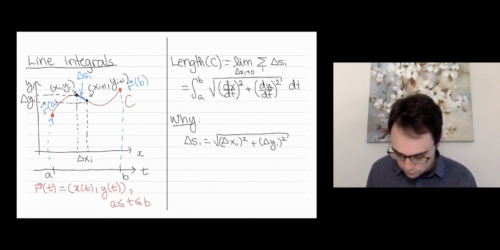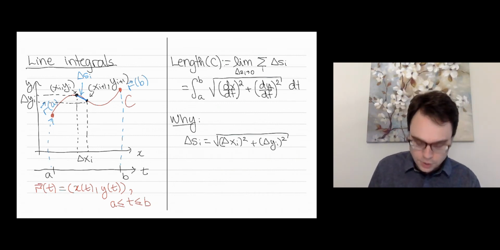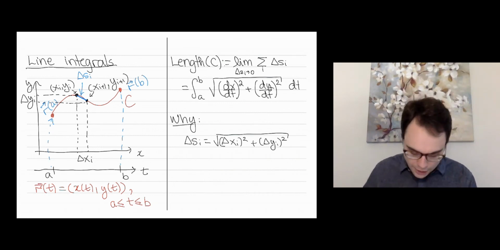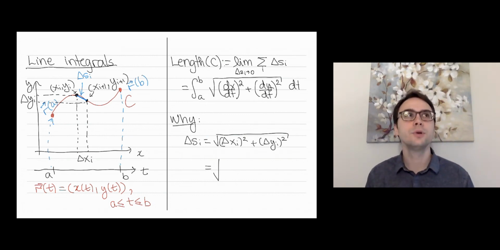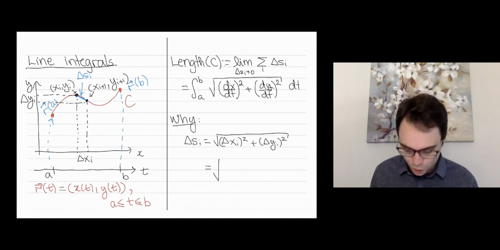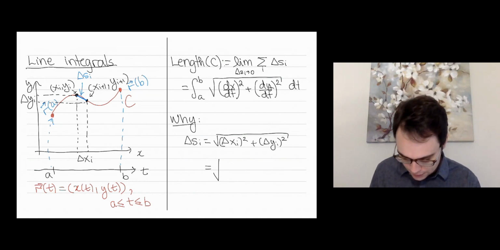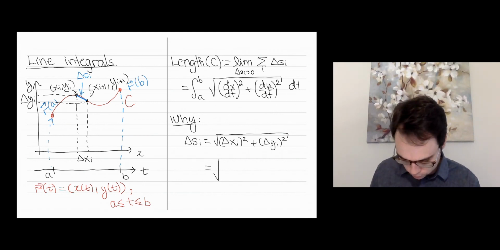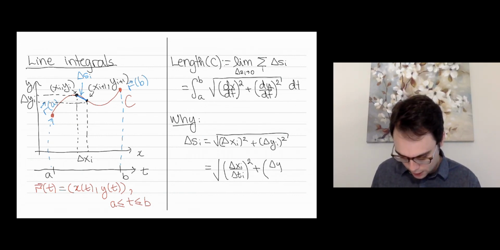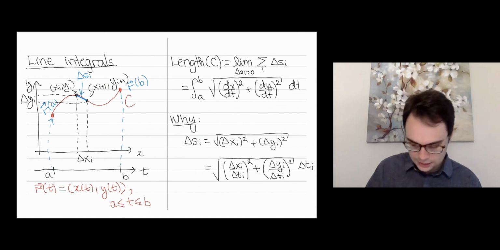So I'm going to divide everything inside the square root. What I'm going to do next works for any positive real number. Let's suppose I have a positive real number with a funny name, called delta ti. I'm going to divide everything inside the square root by delta ti squared. I'm going to get delta xi divided by delta ti, and then delta yi divided by delta ti. And then I'll multiply the whole thing by delta ti.